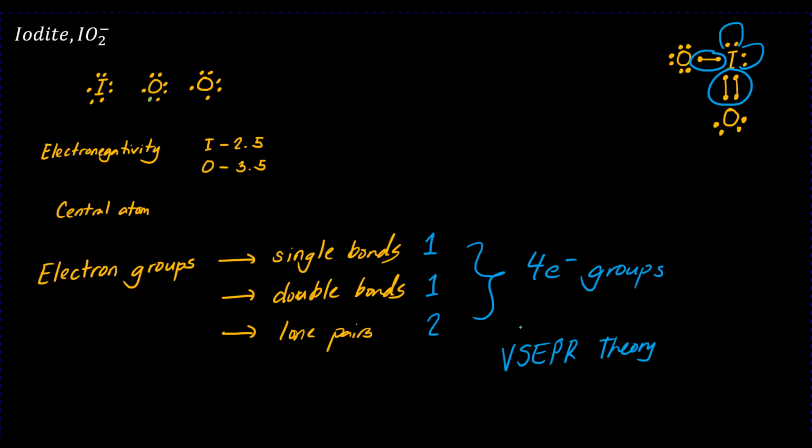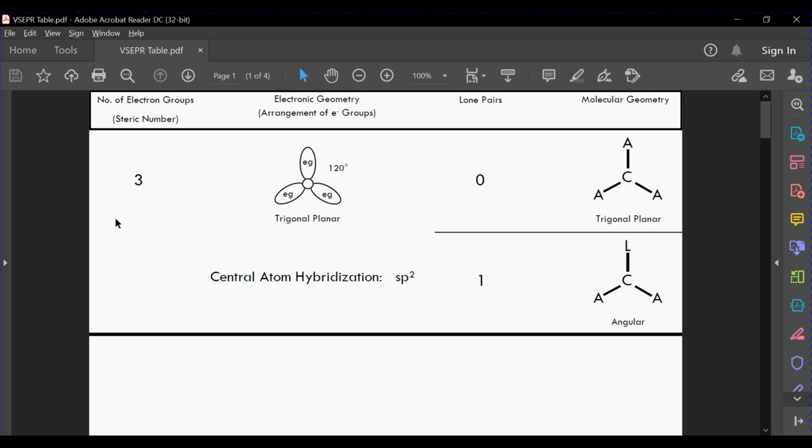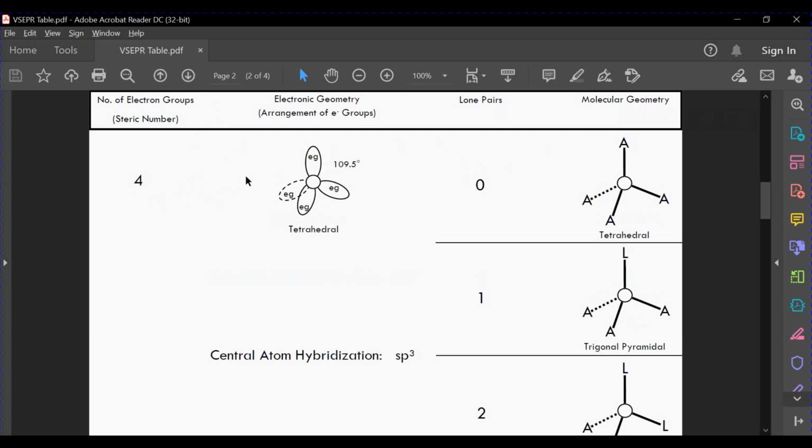of molecules and ions. In your chemistry textbooks, you might encounter tables like this that give you the possible electronic geometry depending on the number of electron groups in your structure, in your molecule or polyatomic ion, and also depending on the number of lone pairs, you can determine the molecular geometry. So for our structure for iodite, we encountered 4 electron groups. So for 4 electron groups, the arrangement of electron groups will assume a tetrahedral arrangement.